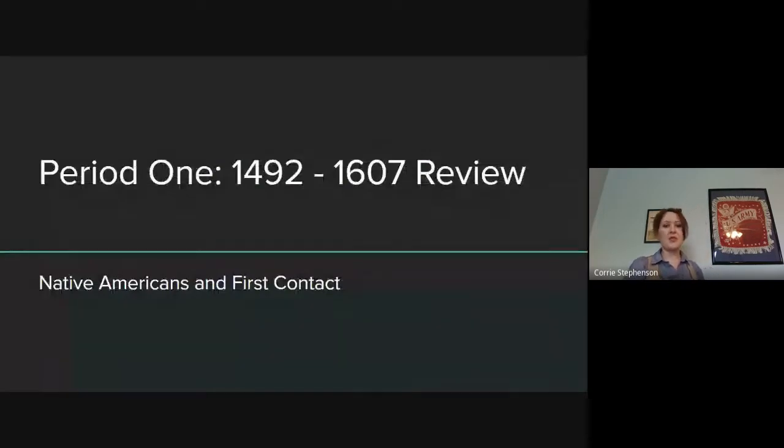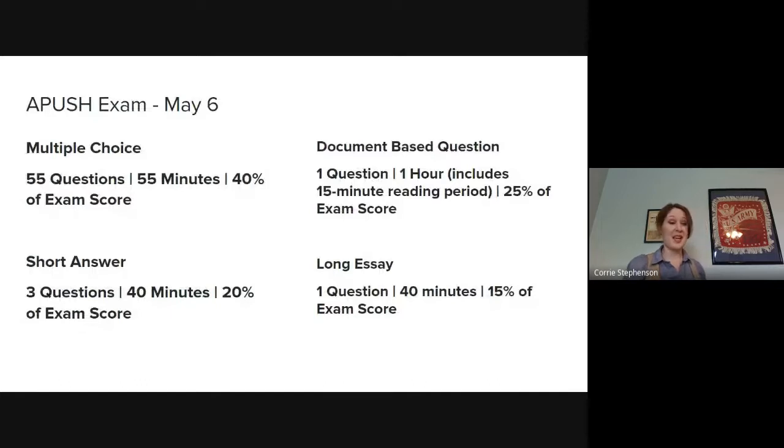So again, Unit 1 does cover that 1492 to 1607 period. Really, we're talking about Native Americans and first contact. Now, this is a reminder, your exam is set for May 6th. That is a Friday. It is a morning exam, and you do have those four sections that you need to prepare for. Again, if you're looking for things based on how much of your grade is coming from it to focus on, I would highly recommend focusing again on that document-based question. And we do have reviews for that and practices for that set up on AP Classroom for you guys. So if you're still not sure about DBQs, hop on and take a look at that.